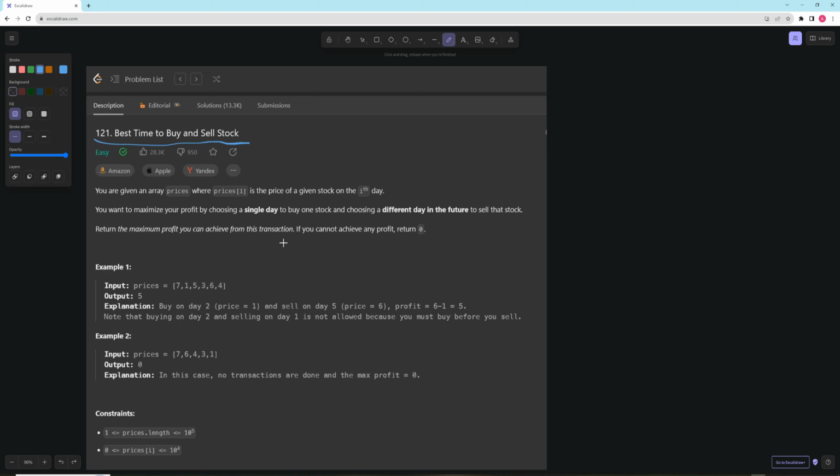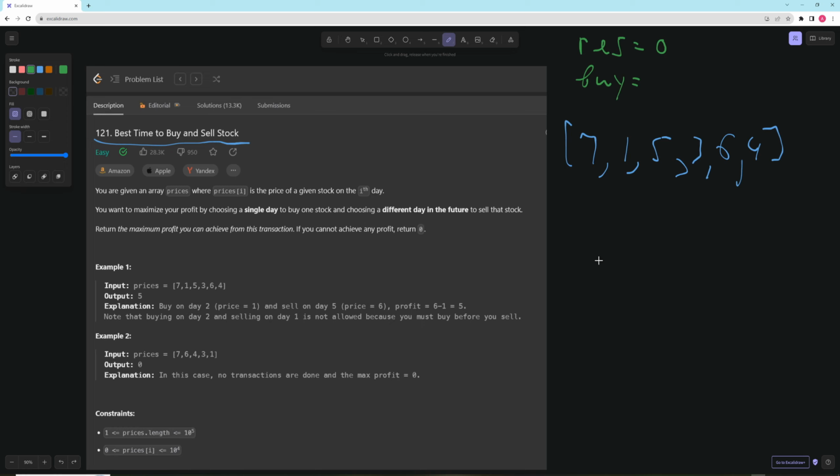So pretty much this problem is going to be broken down into 2 different steps. So let's say we have 7, 1, 5, 3, 6, 4. We're going to have 2 things we want to keep track of. We're going to keep track of the best profit, like our result, let's call that, and we're going to keep track of the buy price. So our result is initially going to be 0.